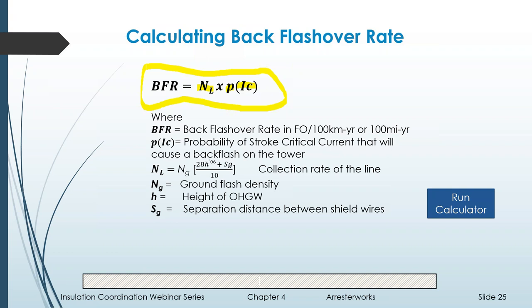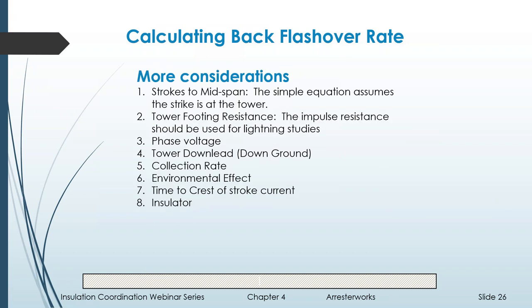So you can see the only factors here in the simplified form are how many times the line is going to get challenged, NL, times the probability of having a current stroke, a current amplitude, of any level. It gets much more complicated than that, because the first thing you run into are the many different considerations that have to be taken into account.